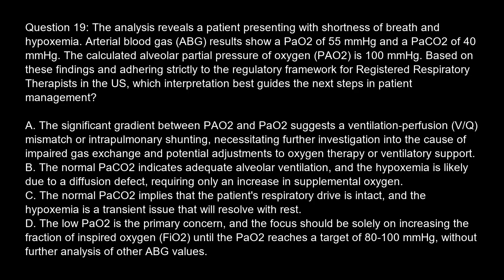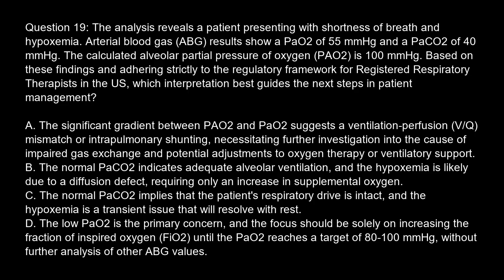Option A. The significant gradient between PAO2 and PaO2 suggests a ventilation perfusion (V/Q) mismatch or intrapulmonary shunting, necessitating further investigation into the cause of impaired gas exchange and potential adjustments to oxygen therapy or ventilatory support. Option B. The normal PaCO2 indicates adequate alveolar ventilation, and the hypoxemia is likely due to a diffusion defect, requiring only an increase in supplemental oxygen.